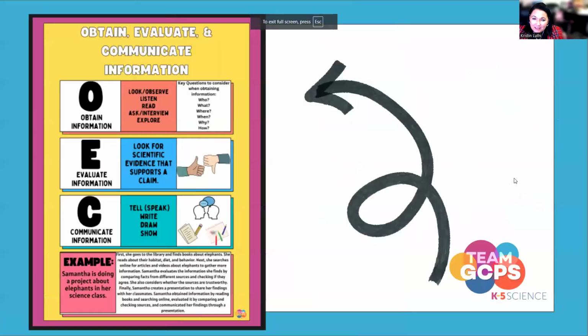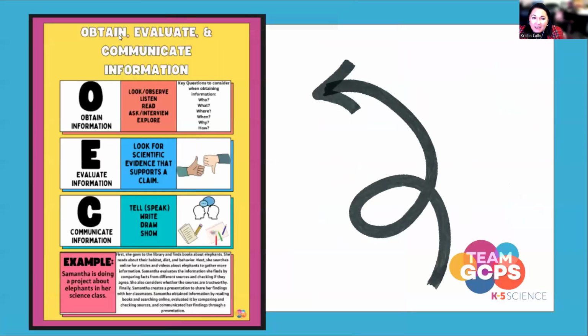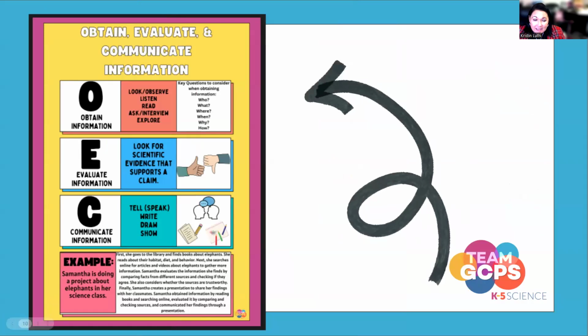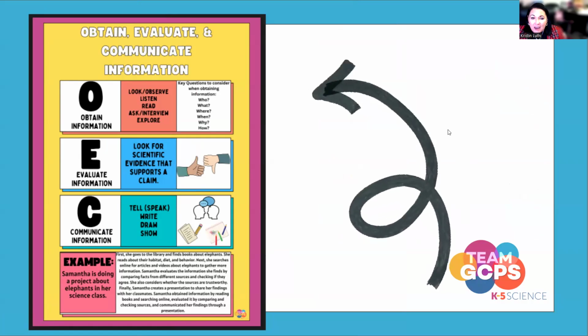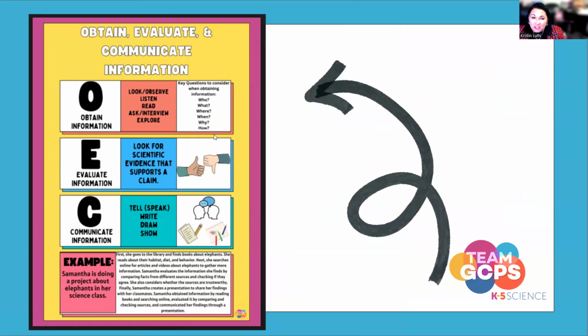Here is an example of our obtain, evaluate, and communicate information. What does that look like when I'm obtaining, evaluating, and communicating? It also gives an example. So really, these are a great resource, a high-yield strategy to support the science learning that each and every student needs.